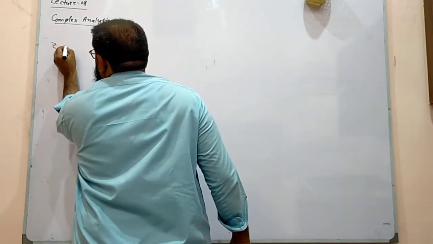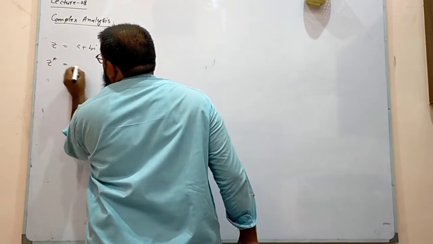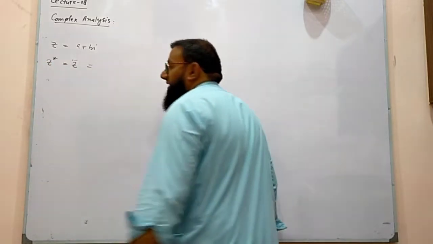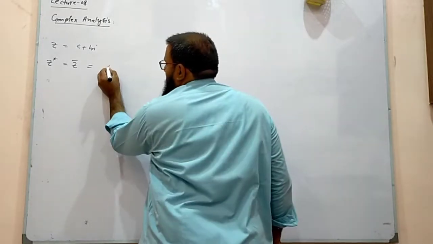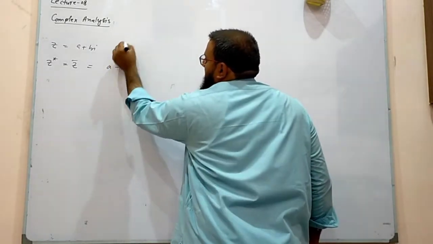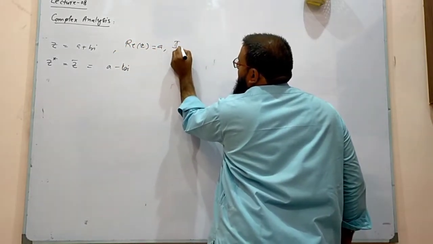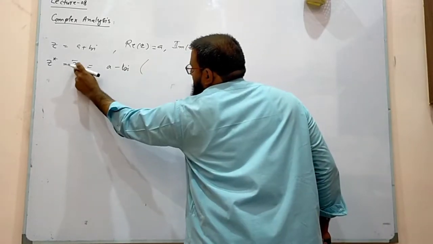I have a complex number a plus bi. I define its conjugate in this way, and you know very well it is written z bar, but sometimes I will write z star, so don't confuse yourself with that. It simply changes the sign of the imaginary part. Here the real part of z is a and the imaginary part of z is b. And what is this z bar?